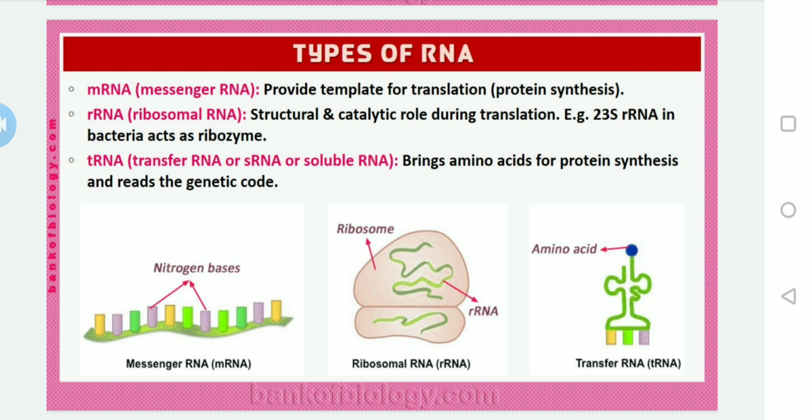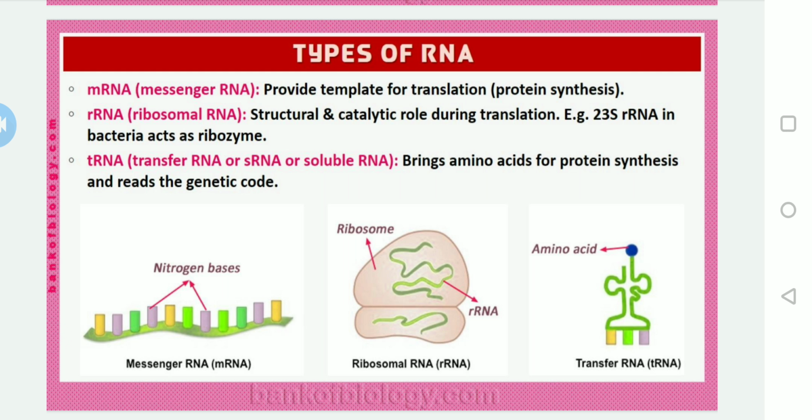Let us discuss the types of RNA one by one. The first one is messenger RNA. The word itself indicates what it does: messenger RNA provides the template for translation. It is very important for the synthesis of a particular protein.